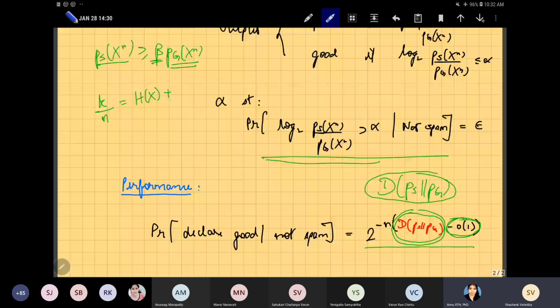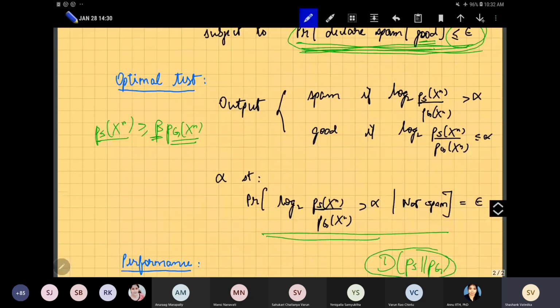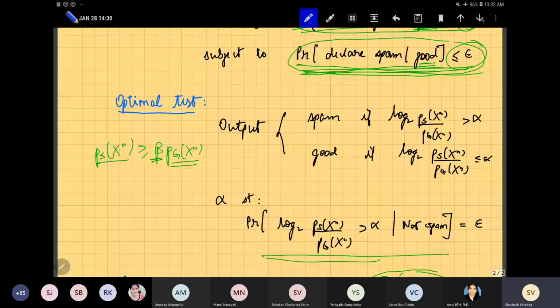Sir, I have one doubt. This alpha we are choosing in such a way that the second type of error, type 2 error, is less than or equal to epsilon. So how do we actually choose this alpha in practice, sir?